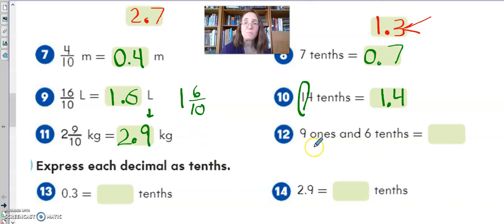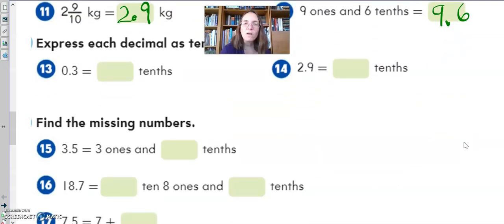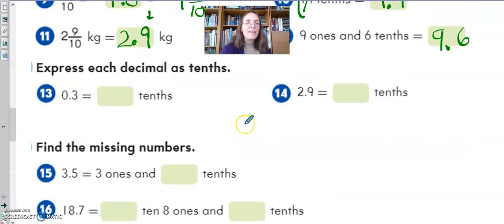Ooh, the word form, 9 ones and 6 tenths. 9 ones in the single ones place, and there's my decimal point, 6 tenths. Now, they're going to go the other way, analyzing the decimals themselves, and here's the word form. So there's a 3 in the tenths place. That means we have 3 tenths.